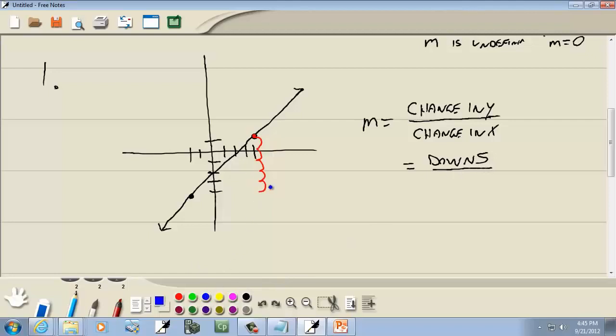And then from that place right there, we're counting our tick marks. We'll go 1, 2, 3, 4, 5, 6 over. So 1, 2, 3, 4, 5, 6. So left 6.